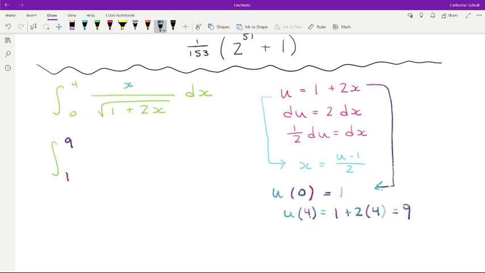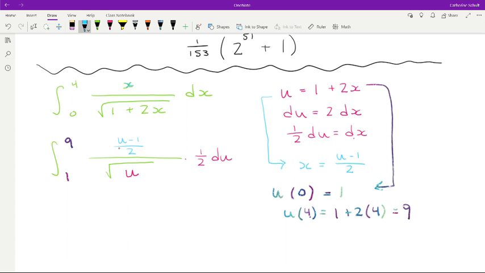Okay, and what else? So the bottom, 1 plus 2x, became u, and dx became 1/2 du. And then we had to rinse, wash, and repeat, and x is u minus 1 over 2. So look at all that substitution. Isn't that wild? Okay, so let's clean it up.